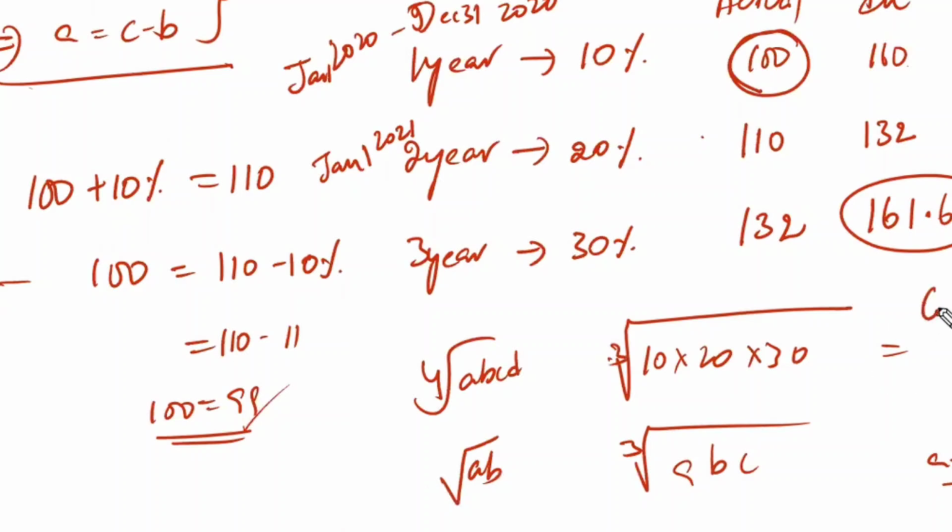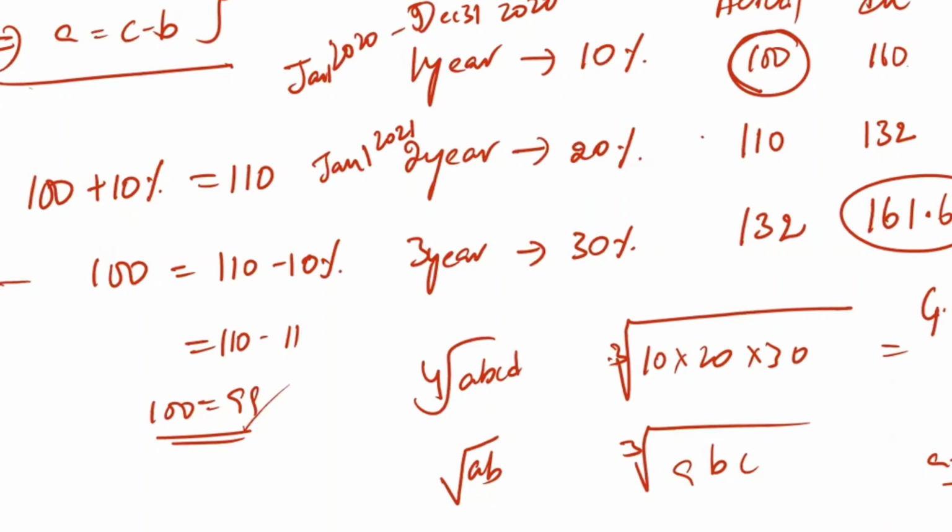So the geometric mean formula is the nth root of the product of the values, where n is the number of values. If 2 values are there, the square root. If 3 values are there, the cube root. If 4 values are there, the 4th root. That is called the geometric mean. And in mutual funds and in the finance sector, when we are estimating profits, we have to apply the concept called geometric mean. We can't go with the arithmetic mean.